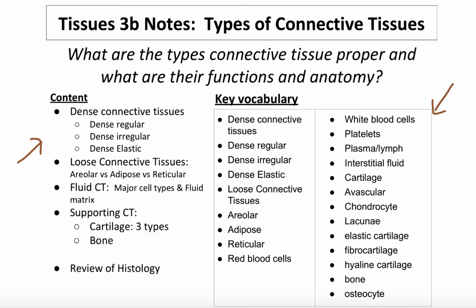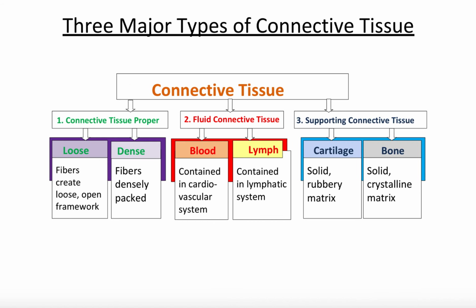However, I am going to note that I decided to not go super in depth over all the individual types of cartilage in this lecture. Okay, so these are the major categories of connective tissue. We're going to go over some of the specific types within each of these categories, and we're going to go in this order: connective tissue proper, then fluid connective tissues, then supporting connective tissues.